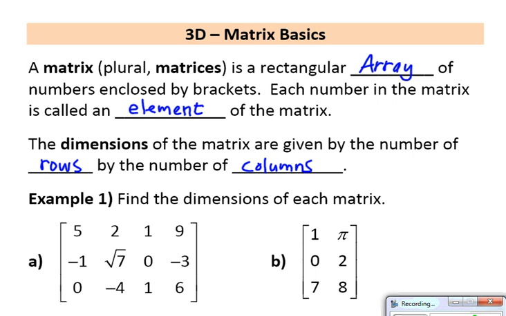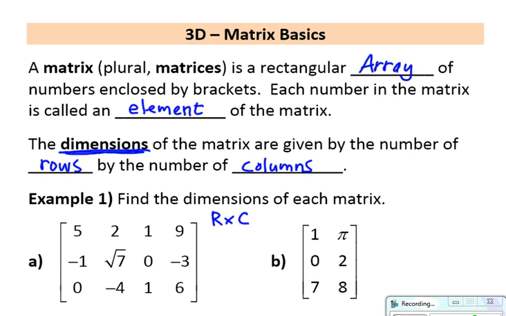So we're often going to need to refer to the dimensions. The dimensions of the matrix are given by the number of rows first, by the number of columns second. So let's look at example 1 and find the dimensions of each matrix. By dimensions, we're looking for the number of rows first, so rows by columns.